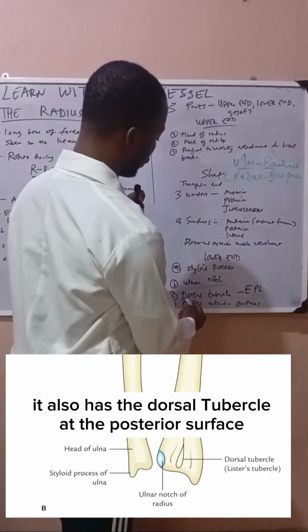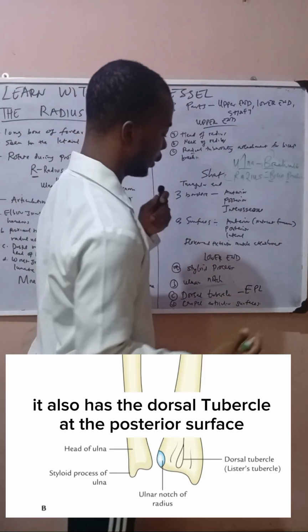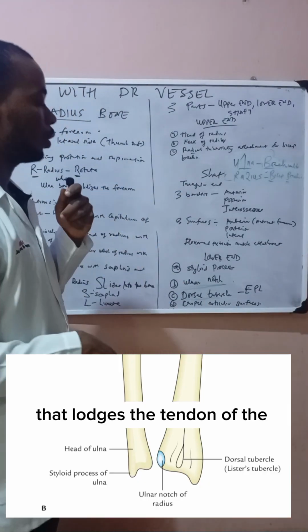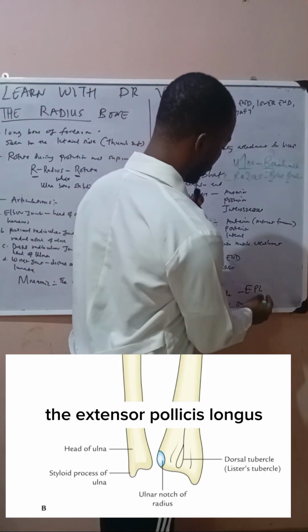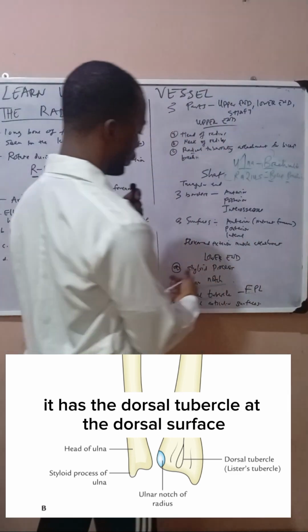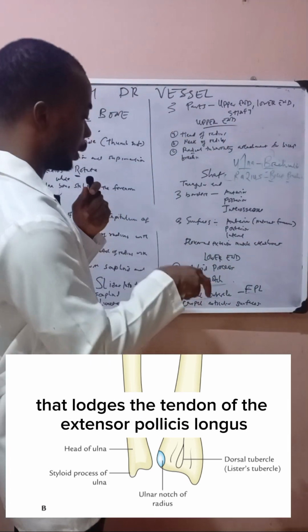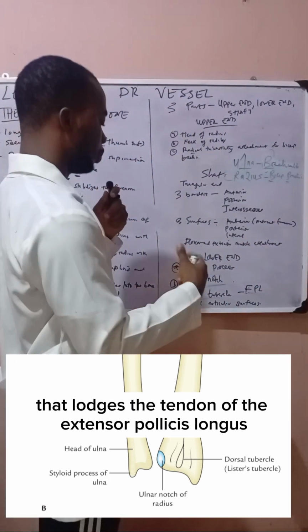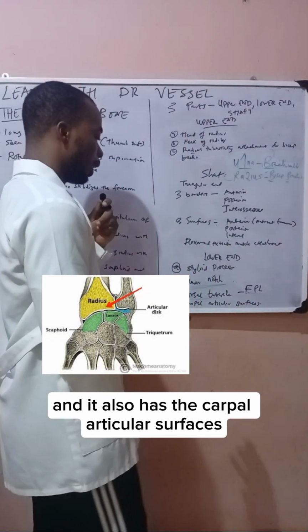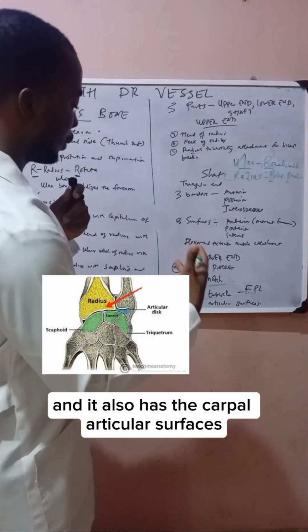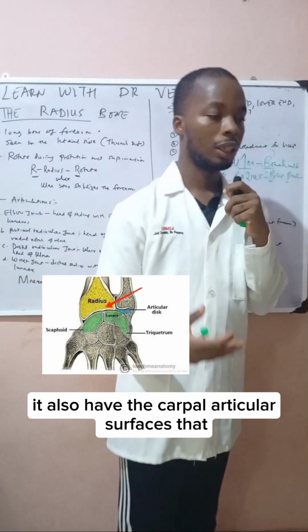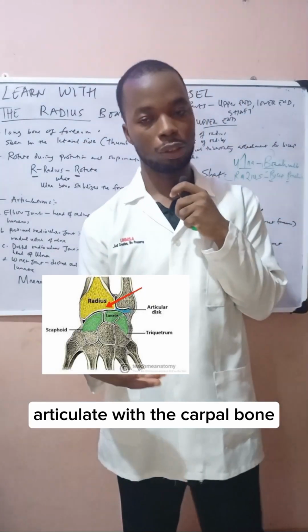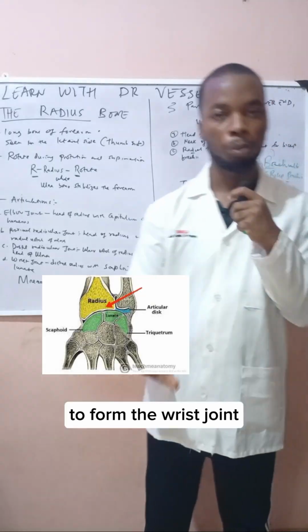It also has the dorsal tubercle at the posterior surface that lodges the tendon of the extensor pollicis longus, and it also has the carpal articular surfaces that articulate with the carpal bones to form the wrist joint.